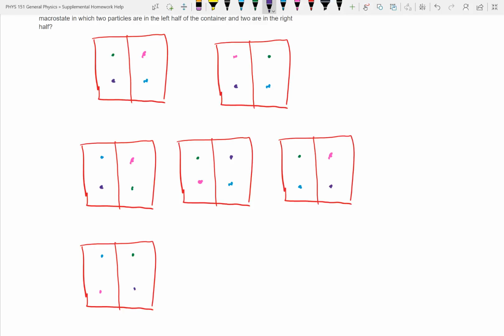So how many microstates were there? 6. And depending on your book, they might write it as W equals 6 or omega equals 6. I really don't like to put W equals 6 because that's work right now. So the number of microstates is 6 for that macrostate. Omega is the symbol for microstates. It's a capital omega.